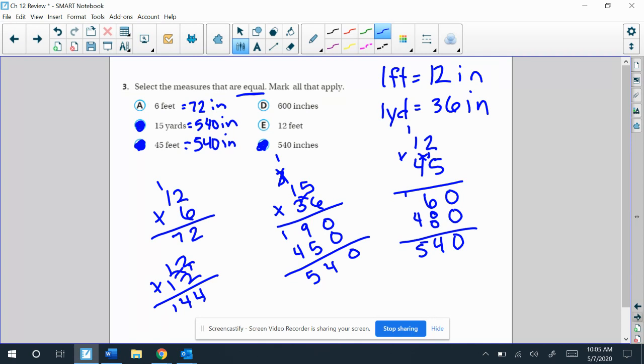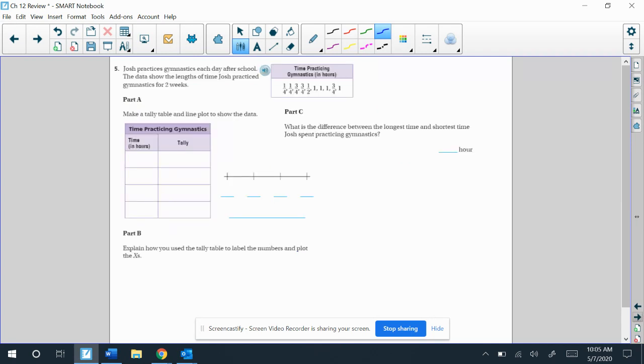All right, here's the next one. This one is our box and tally and our graph. Go ahead and give it a try. All right, let's see how we did. First, we need to know that Josh practices gymnastics every day after school. Here are his times for 2 weeks. Okay. Well, we need to make a tally table and a line plot to show the data.